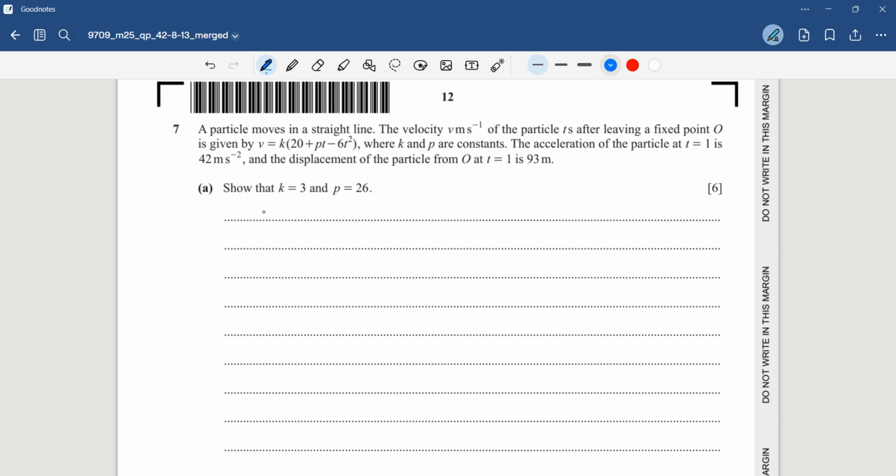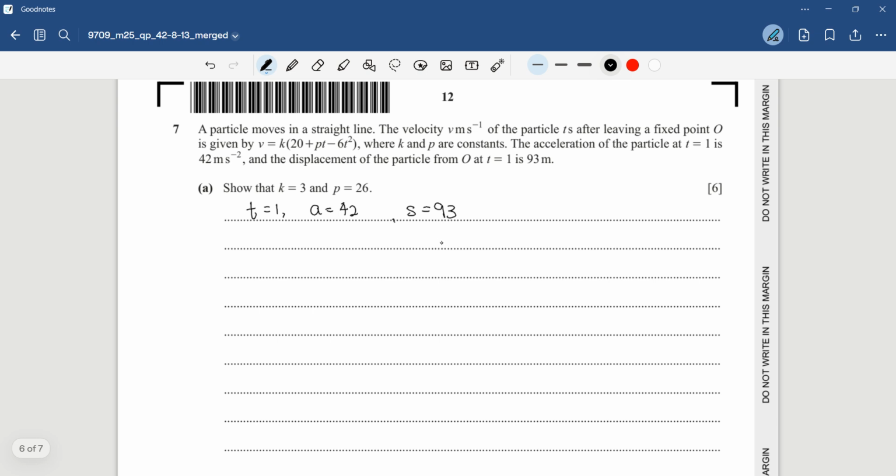So here, the acceleration of the particle at t equal to 1 is this. So when t equals 1, a equals 42, which is already given. And the displacement of the particle from O at t equal to 1 is s equal to 93. Show that k equals 3 and p equals 26.